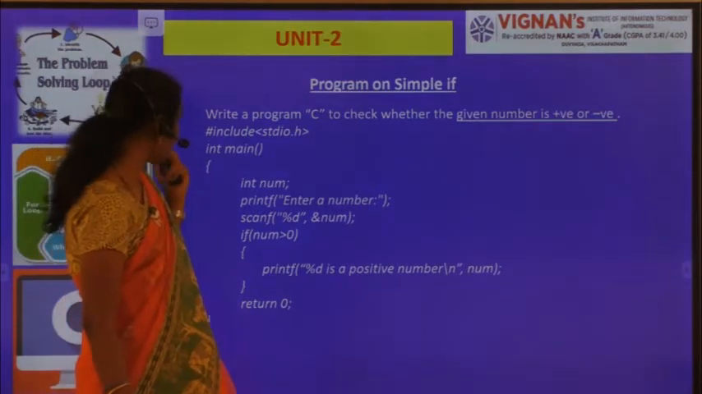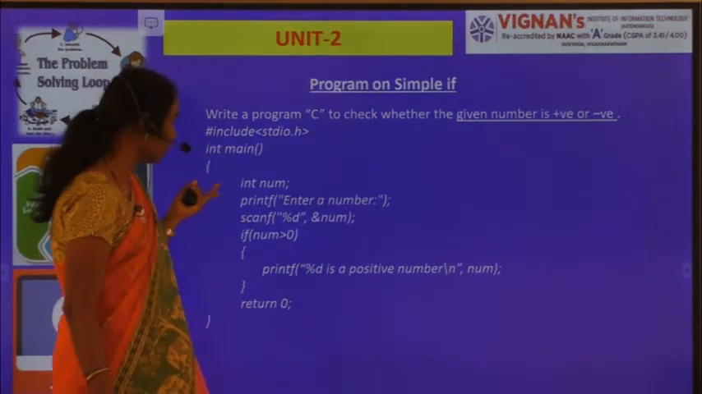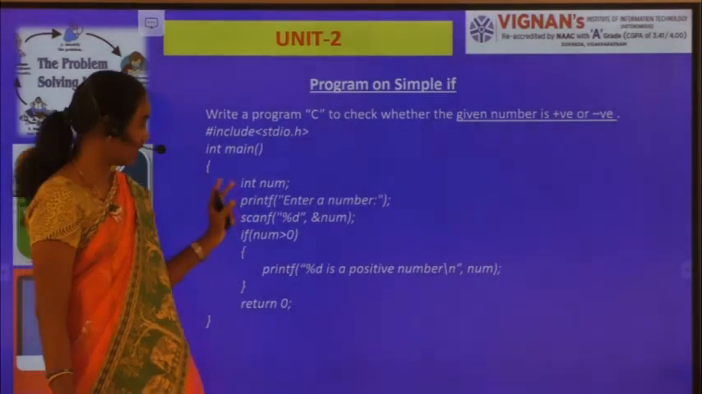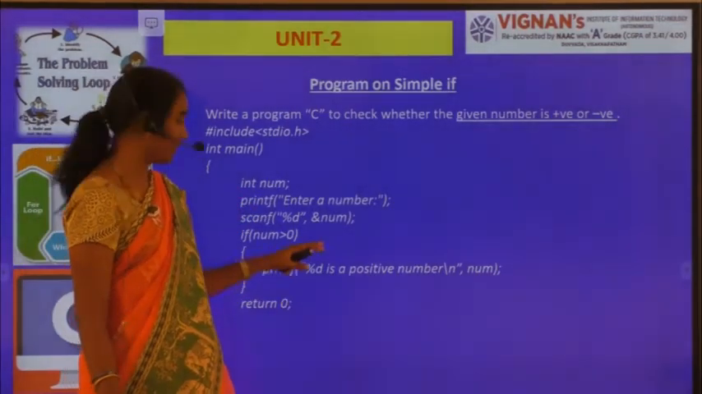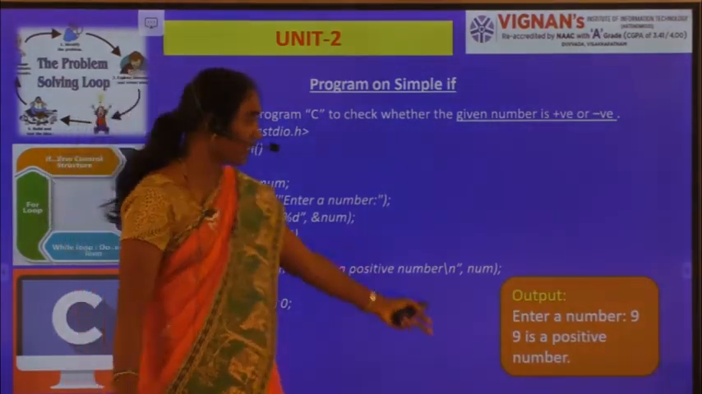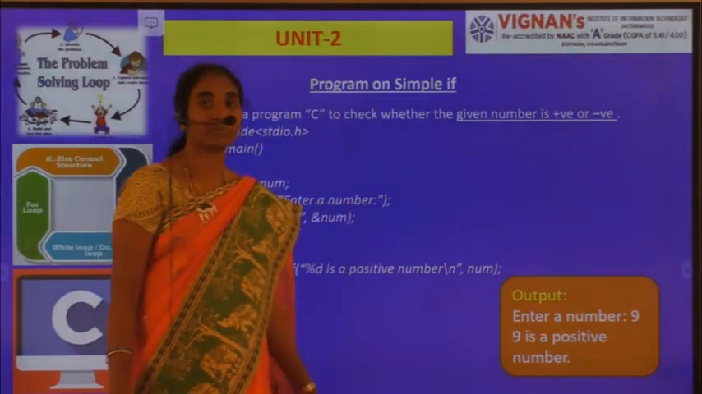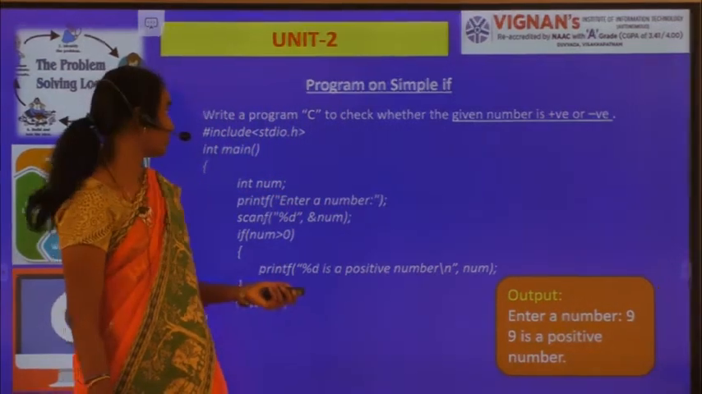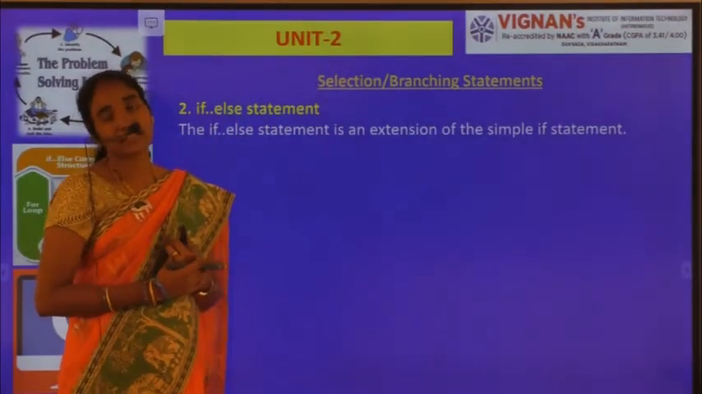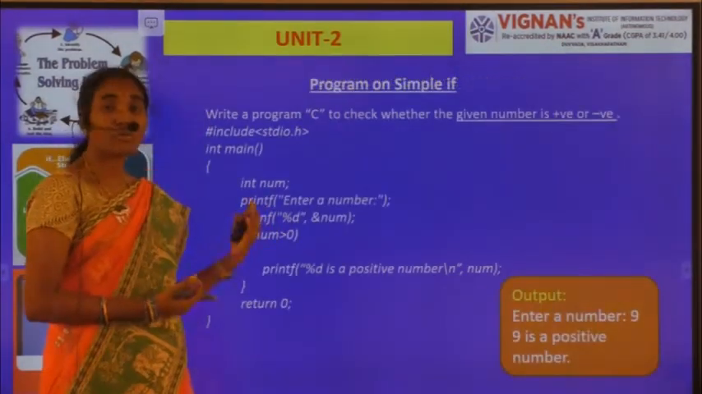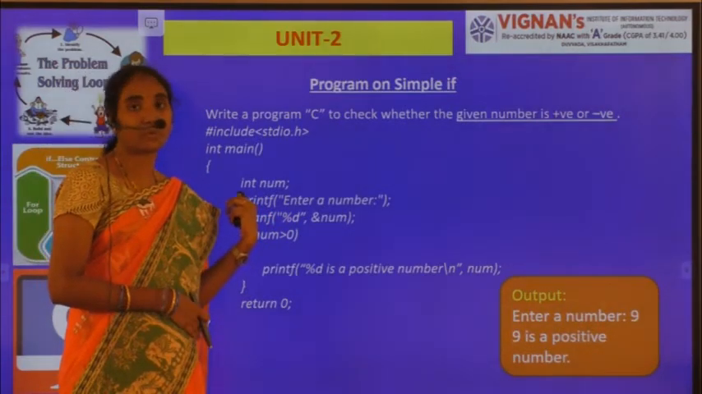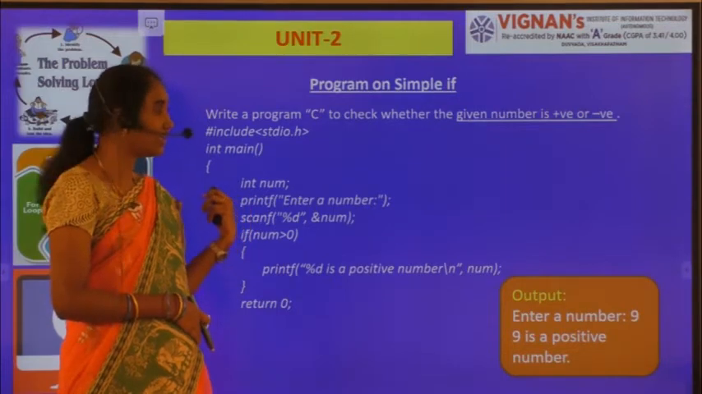Now here, whether the given number is positive or negative, right? So here if the number is greater than 0, simply I am writing the positive number, otherwise I will not write anything, right? So for example, enter a number, 9 is a positive number, likewise I will get the output. Now under selection or branching statements, before moving to the next concept, let's run this program in the IDE.